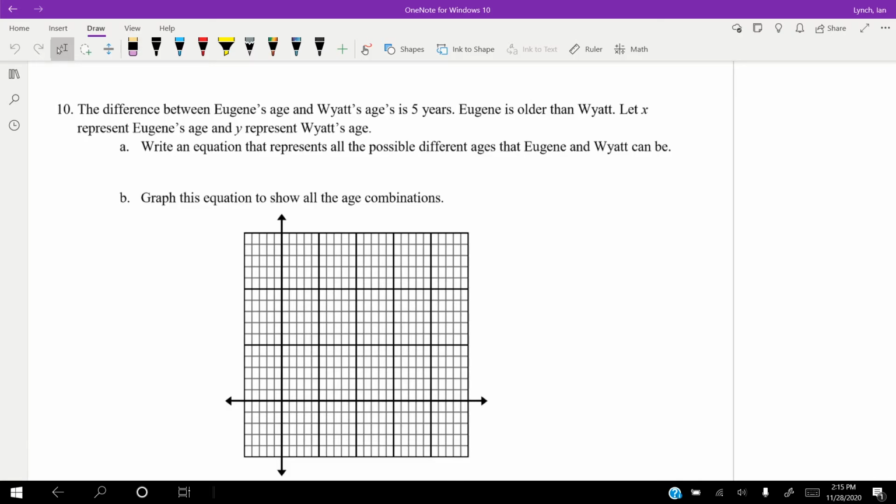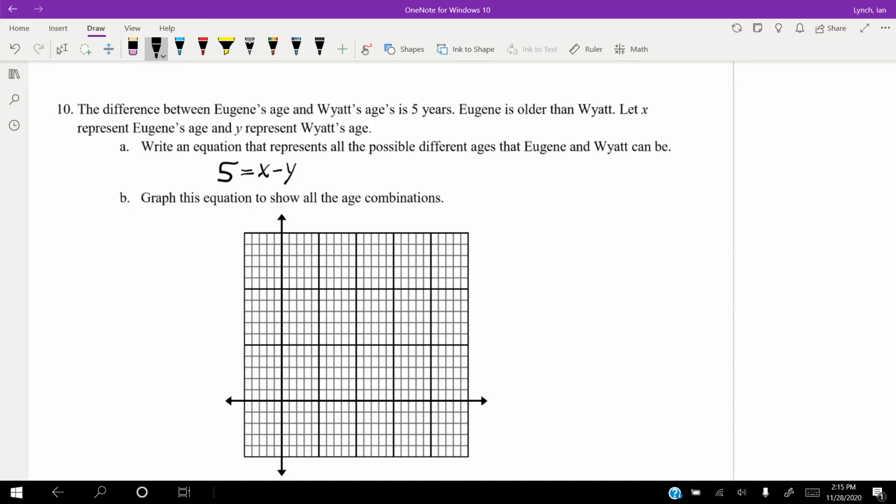The difference between Eugene's age and Wyatt's age is 5 years. Eugene is older than Wyatt. Let X represent Eugene's age and Y represent Wyatt's age. So, if the difference between them is 5, then 5 is equal to, who's older, Eugene? 5 is equal to X minus Y.